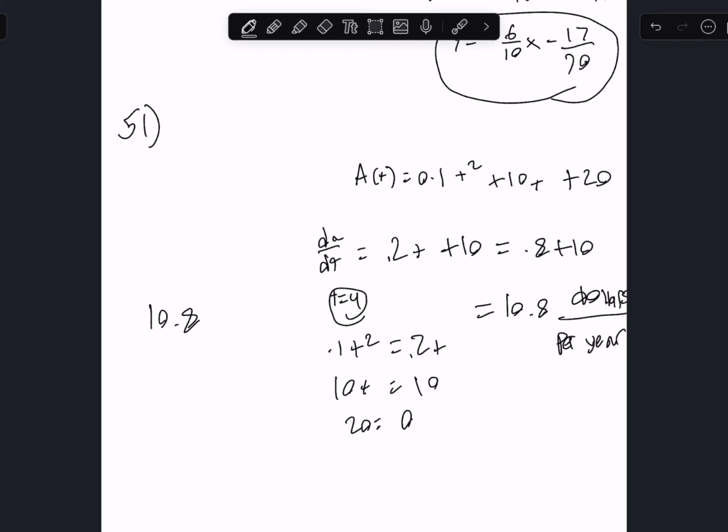We solved this by finding the derivative of the original equation and then inputting 4 as our t, because it is t years after the formation and it was 4 years after. So our final answer is going to be $10.8 thousand per year.